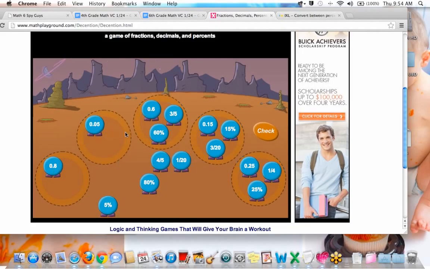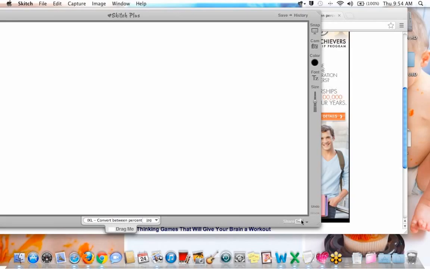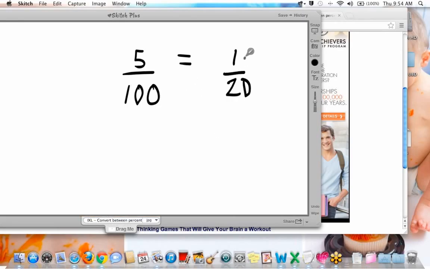Let's skip down to, no, you know what? Let's do the harder one. 5 hundredths. So this is where people get confused sometimes. But if you write it just like it sounds, 5 hundredths, you'll get it correct. So it's not 50, it's 5. So 5 divided by 5 is 1. 100 divided by 5 is 20.